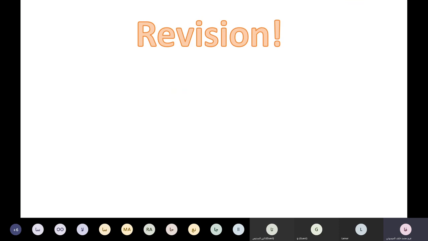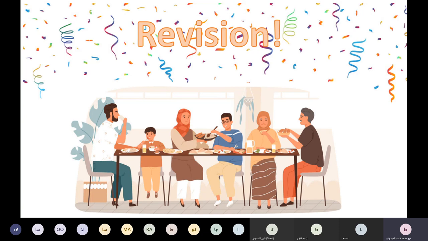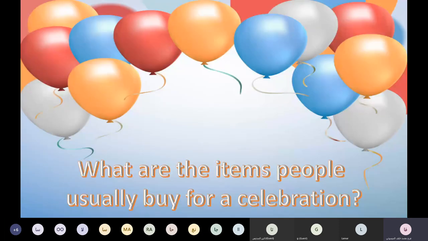Today, we're going to have a party. We're going to have a celebration because today is Eid al-Fitr. Okay, Ramadan is over and today is Eid al-Fitr. So we have to have a celebration. Wow, a celebration. So let's start. How are we going to have a celebration? First, we have to buy a few items. Let's see who can help us there.